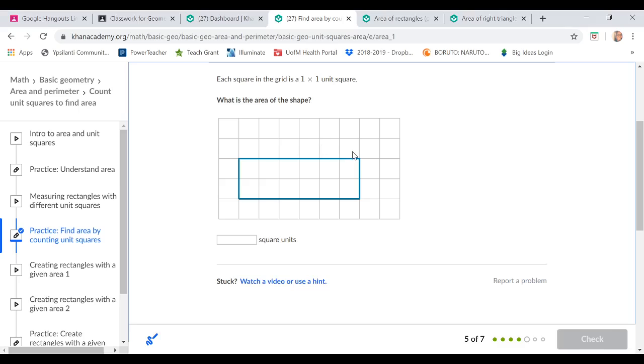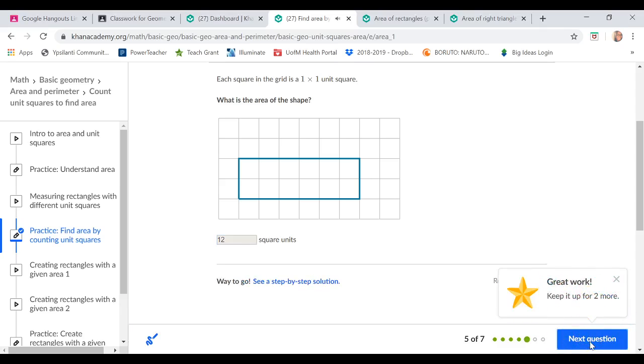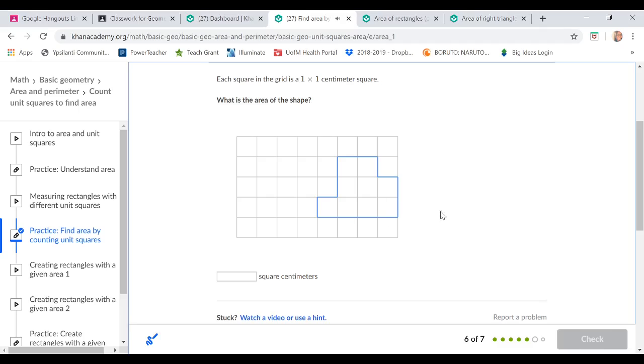So this length is going to be 6. So 2 times 6 gets us 12. Just like the other one, probably the same, just different dimensions. You could have also counted all the squares and gotten 12.